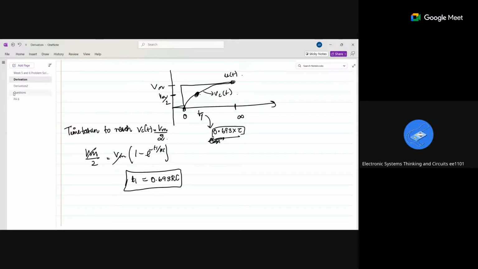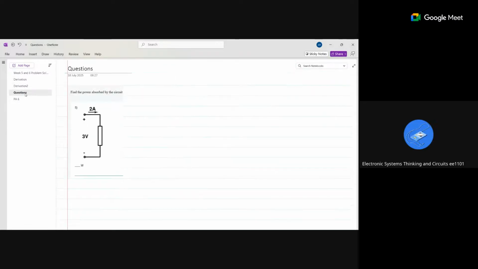We will also solve some problems from week 6. What is the power absorbed by this element? We'll solve this question 6. The current enters the positive terminal, and the voltage across is 3 volts. So it's 6 watts, right?